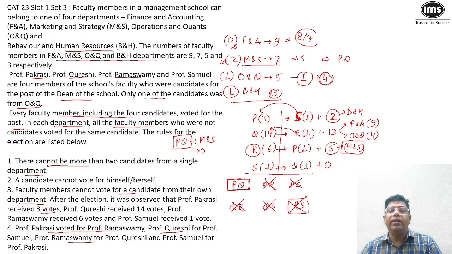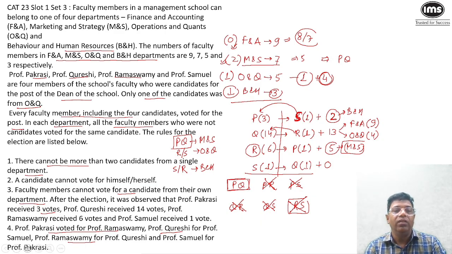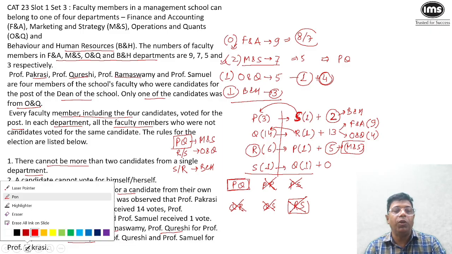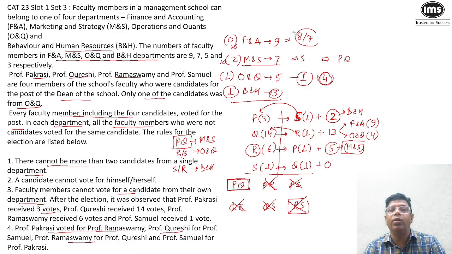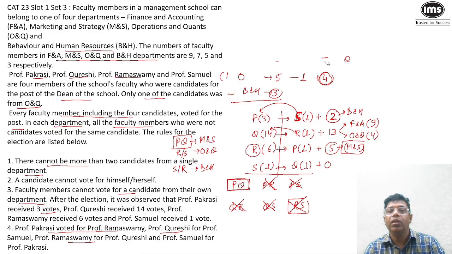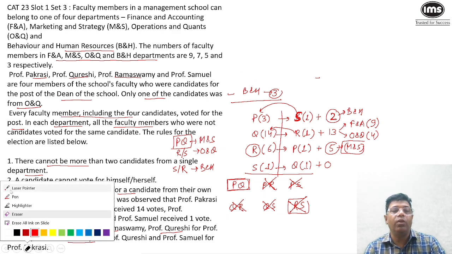Now one candidate is contesting from ONQ. It could be either R or S. And from B and H, it could be S or R. So that is how we can decode this question. Now we have done all the analysis that was possible, so we can directly go to the questions. I'm erasing this part so that we can look at our questions. So let's go to the first question of this particular set.